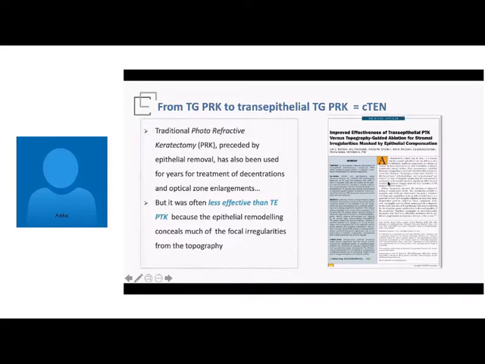So in some cases, there is even an article that transepithelial PTK is better than a topography-guided ablation for stromal irregularities. But of course, this is because they did not use transepithelial PRK or did not use CTAN, but removed the epithelium first, and of course they got worse results.